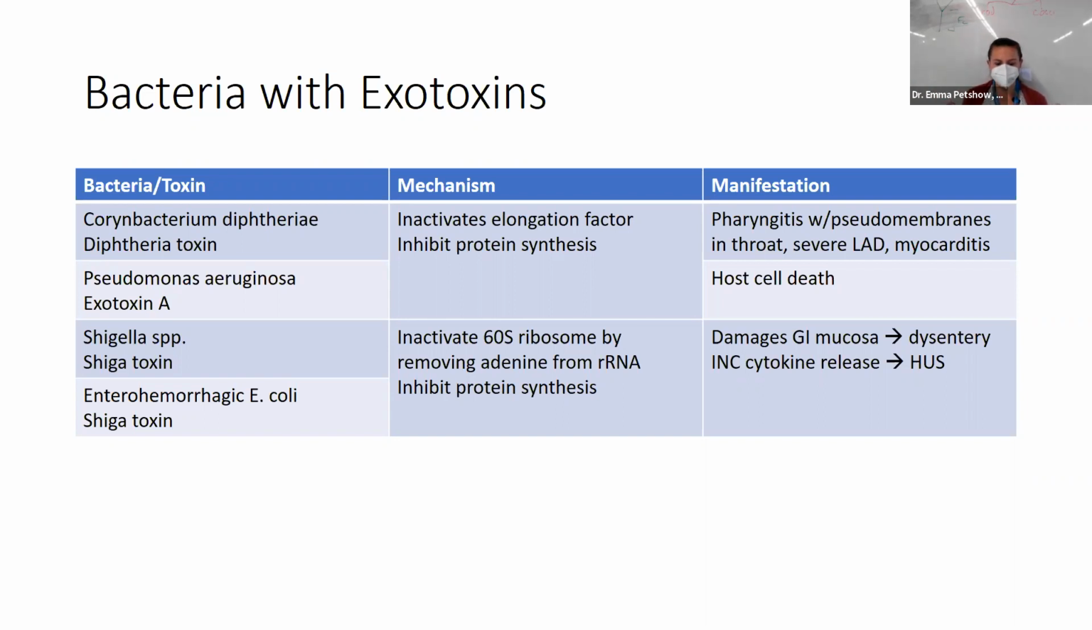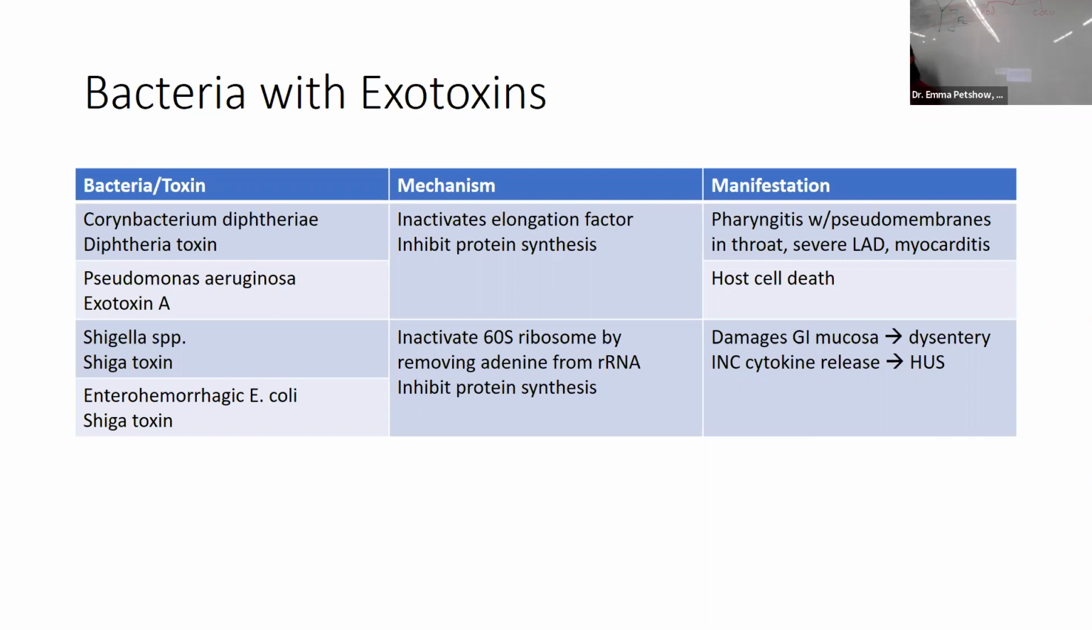Shigella, Shiga toxin, enterohemorrhagic E. coli. I'm not confident, I think that's the wrong list here. Let me just make sure. But both of these toxins here for both Shigella and E. coli, enterohemorrhagic E. coli, the specific type, they do inactivate the 60S ribosome. They're going to remove adenine from rRNA. They're going to inhibit protein synthesis. So far, all of our toxins have inhibited protein synthesis.